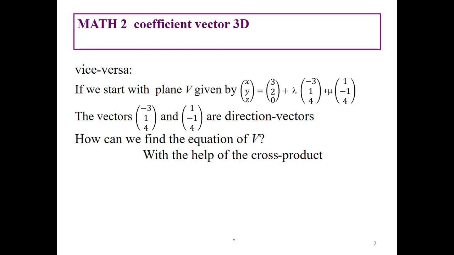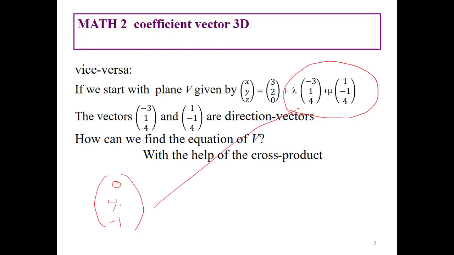The other way around, it's a little bit more complex because now I have two direction vectors. So I have (-3, 1, 4) and (1, -1, 4). How can we find one vector which is perpendicular to both? I cannot just choose a perpendicular vector to, for instance, the first one. Let's take this one, so do the trick. Then this one is perpendicular to the first direction vector, but definitely not perpendicular to the second one. So let's check that one.